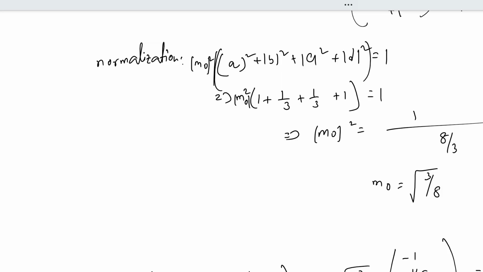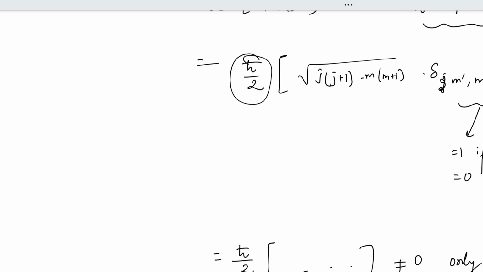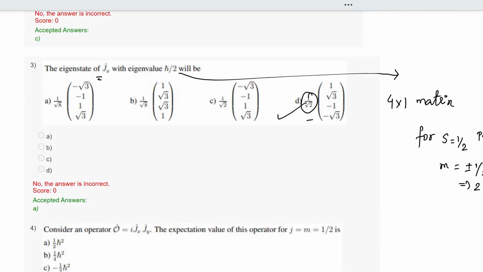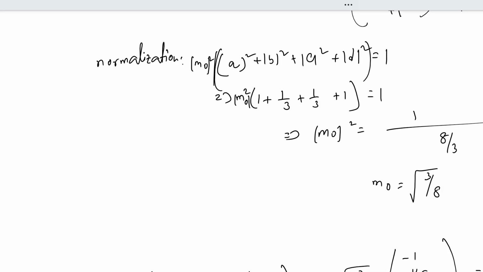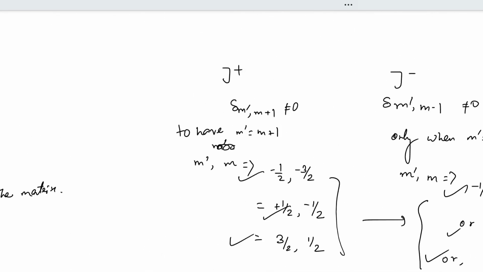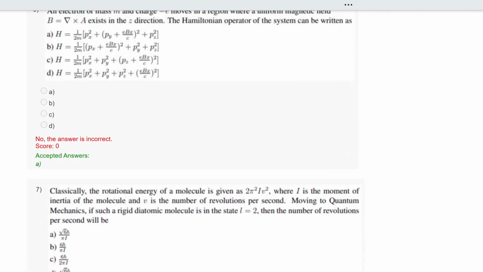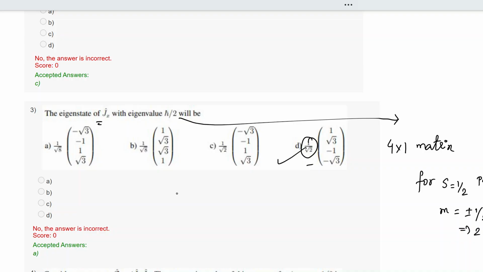So we missed a normalization factor, and because of that, sorry, I marked the wrong answer. This is not 1 by root over 2, this is 1 by root over 8. Sorry, again wrong answer. Very sorry. So let us take 1 by root over 8 and then first two are the minus sign. So our correct answer will be option number A, which is also the correct answer. So this is not the correct answer that I wrote down by mistake. So this is the answer we have obtained.